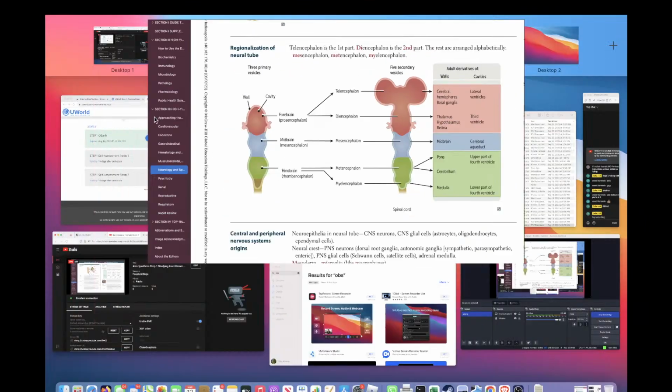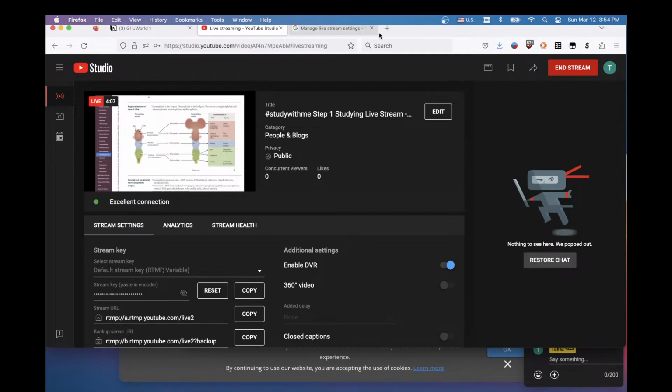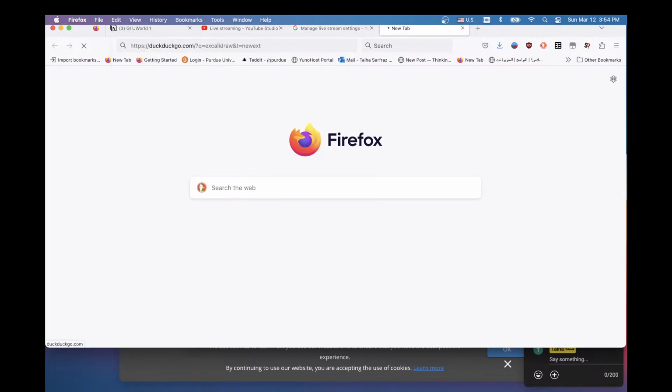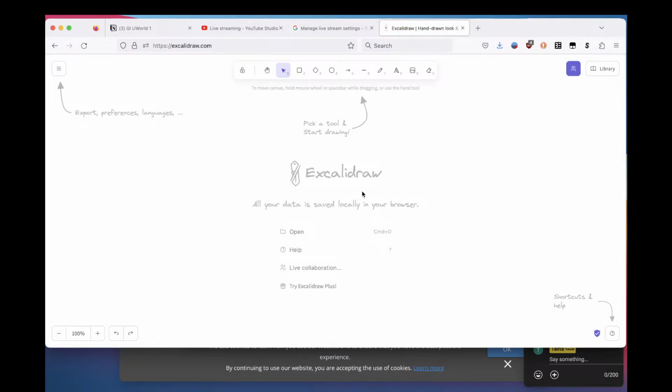So here we have this. I'm going to try to make that. I'm going to go to Excalibur, Excalibur.com. I really like this one, it's very good. So let's try to remake that document.